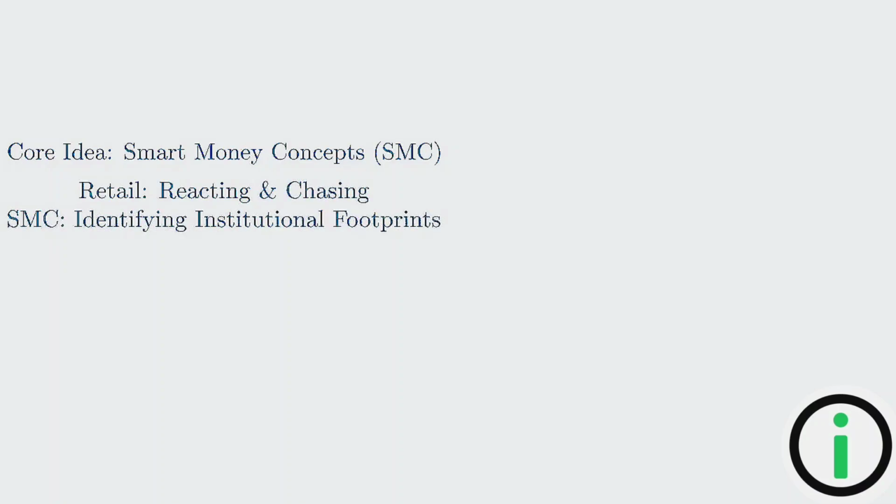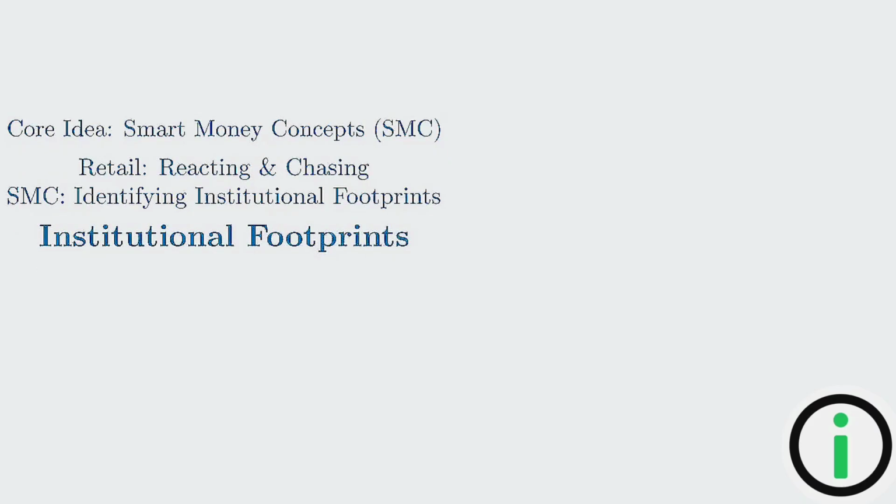Let's start with the core idea of smart money concepts, or SMC. Retail traders usually react to price after it has already moved, often chasing the green or red candles. Smart money concepts works differently. Large institutional orders are too big to fill at a single price point. Because of this, they leave visible footprints on the chart. We look for two specific things: an origin point, which we call the order block, and a gap left behind by the extreme speed of a move, known as the fair value gap.